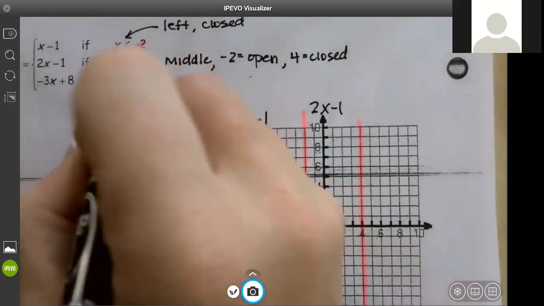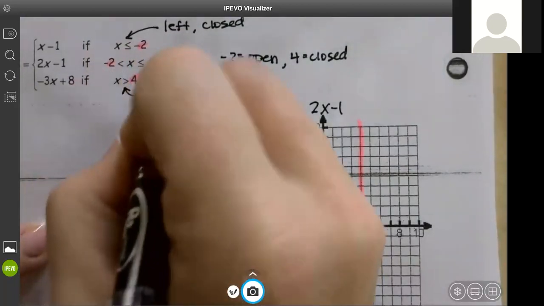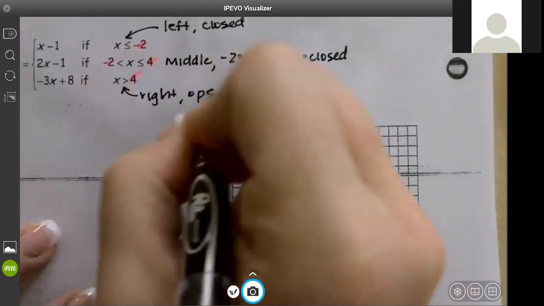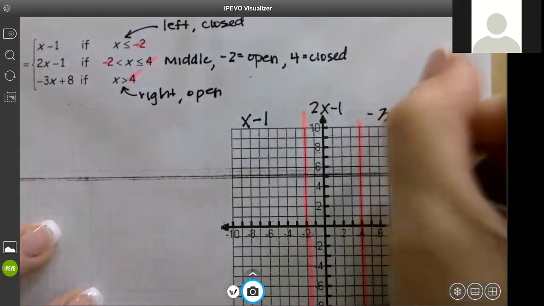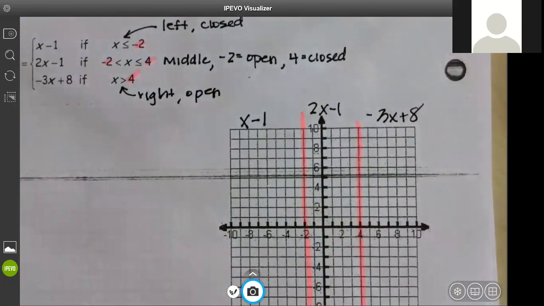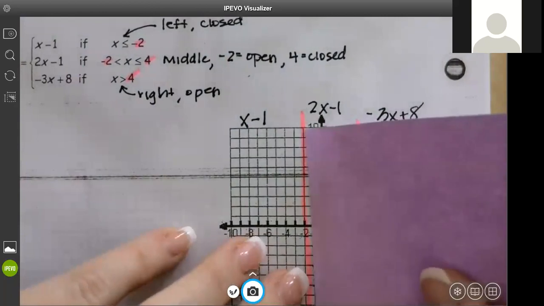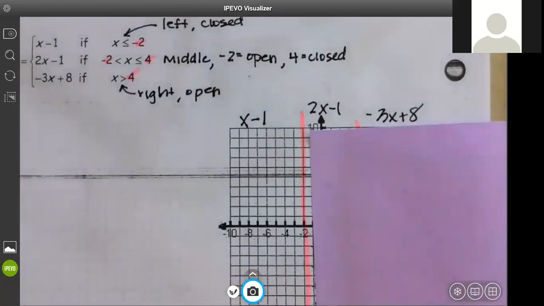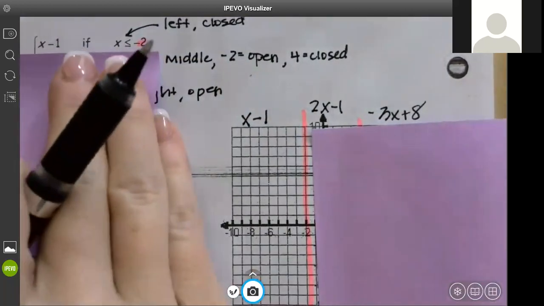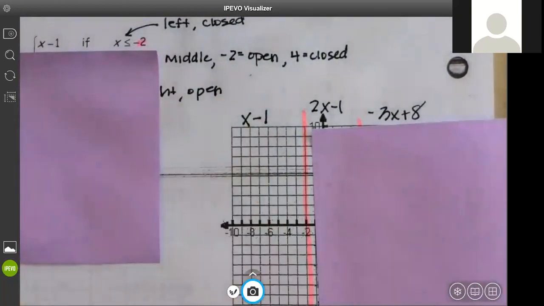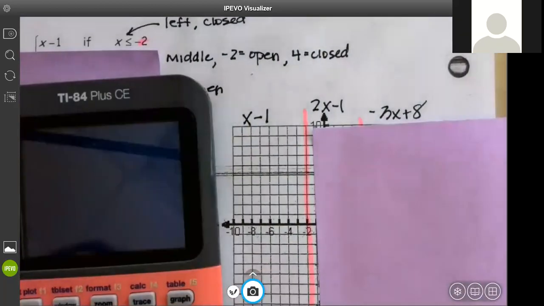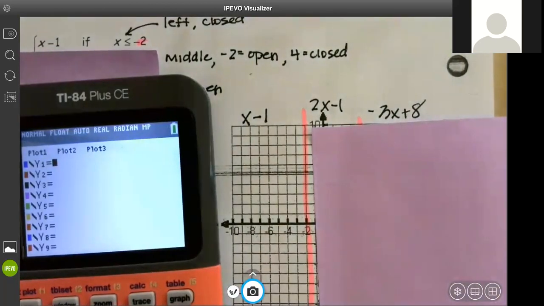Then the last one is pointing to the right, and it is not equal, so it is open. So -3x plus 8 is going to go on this side. And again, I just write them on the top to remind you, you won't see that. So let's start with our first function. I'm just going to put it in my calculator. Like I told you, use it as much as you want to. Just make sure that your graphs are by hand.